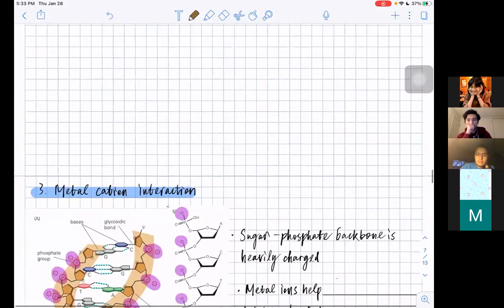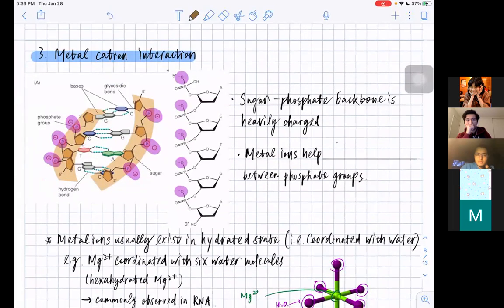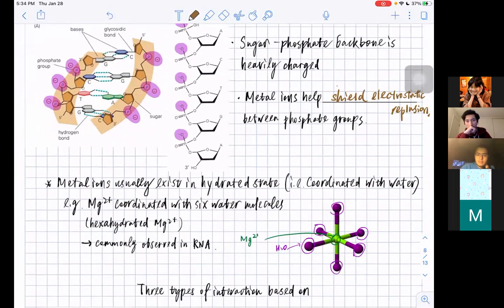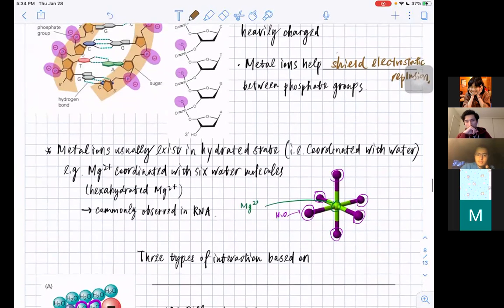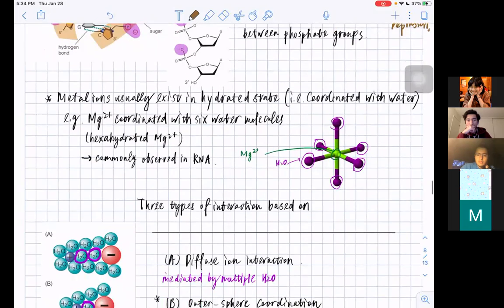There's another thing, metal-ion interaction, that we should consider because we know there is significant charge in the phosphate-sugar backbone. The metal cations help shield the electrostatic repulsion between phosphate groups. Notice metal ions usually exist in a hydrated state. For example, magnesium 2+ coordinates with 6 water ligands.